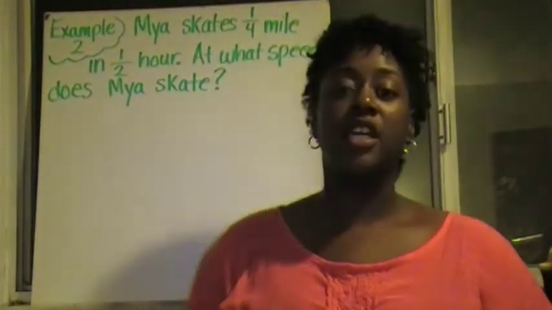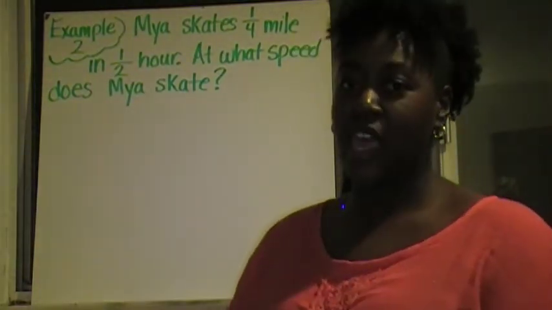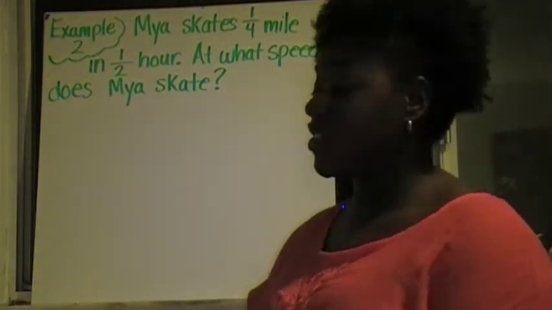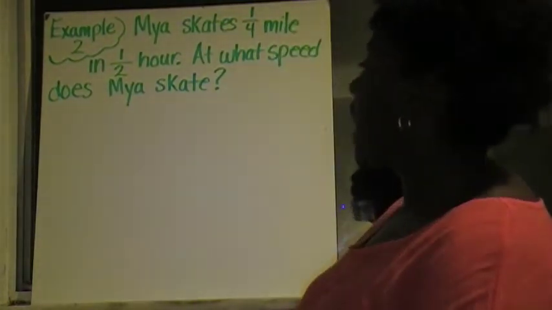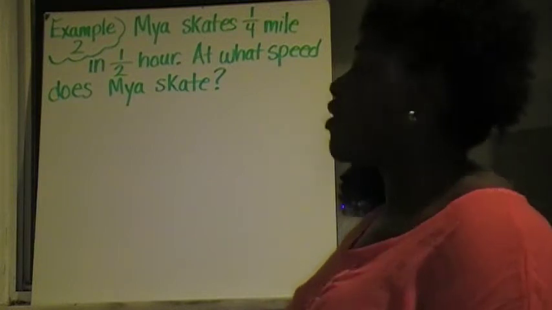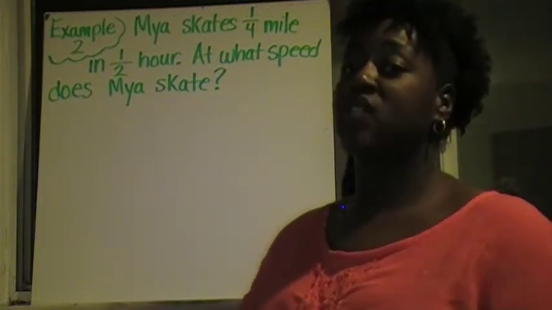All right, it's time for you to do it. So here is a problem that has a complex fraction. This example is in your notes. Let's read it together. Maya skates 1/4 of a mile in a half an hour. At what speed does Maya skate?